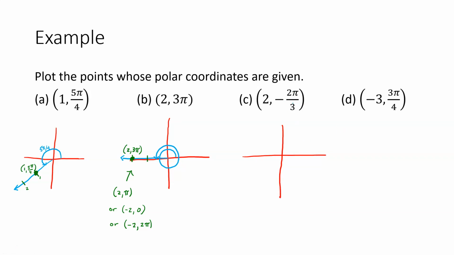Since it's a negative angle, we're going to go in the clockwise direction to locate it. And 2 pi over 3 is going to be in this quadrant here. And it's going in the negative direction, so it's clockwise from the polar axis. And then we're going to go again 2 units down that line. So that point will land 2 units down the line at negative 2 pi over 3.